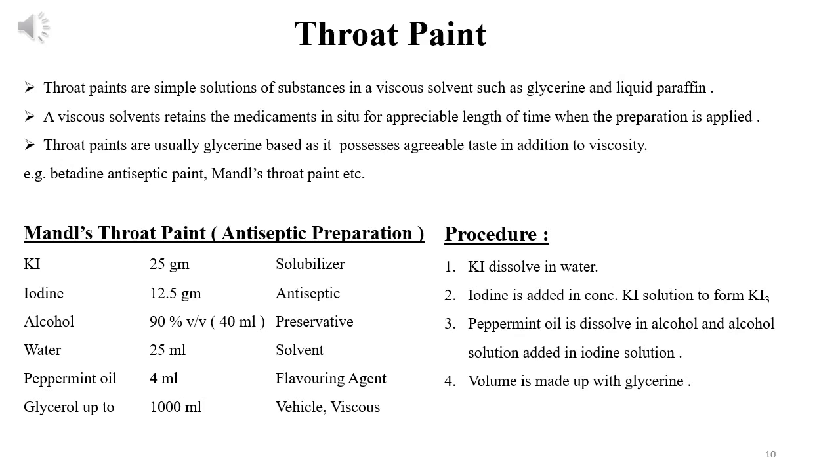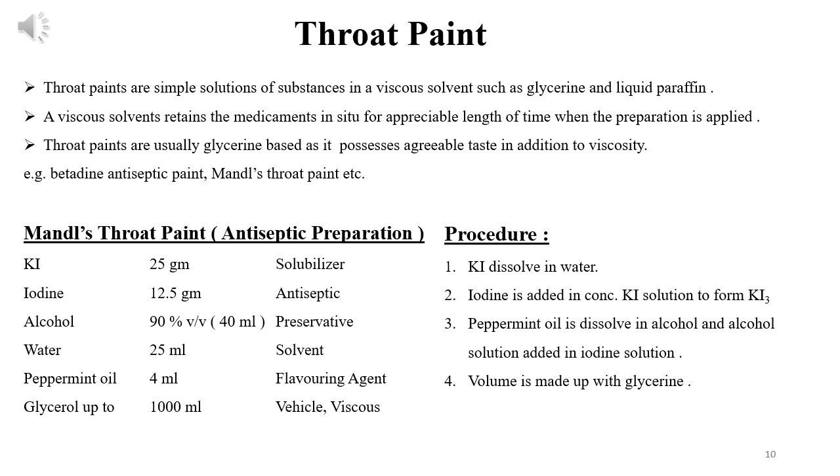So this is the formula of Mandl's throat paint. Basically it is an antiseptic preparation where the following ingredients are used. One is KI, which stands for potassium iodide. It acts as a solubilizer. Second is iodine. It acts as an antiseptic. Third is alcohol. It acts as a preservative, meaning it prevents microorganism growth. Fourth is water. It acts as a solvent. Fifth is peppermint oil. It acts as a flavoring agent, meaning it provides flavor. Last one is glycerol. It is a viscous material that provides viscosity and also acts as a vehicle.